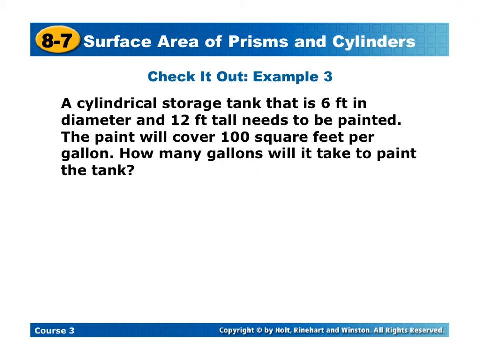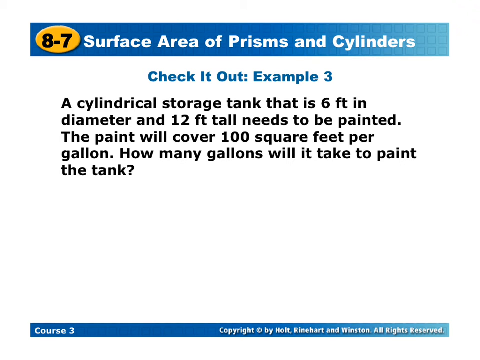All right, one more example for you to try out. Once again, I encourage you to pause the video, see if you can work through this one, and if you have questions, jot them down. You can always send them to me. A cylindrical storage tank that is 6 feet in diameter and 12 feet tall needs to be painted. The paint will cover 100 square feet per gallon. We want to know how many gallons it would take to paint the tank.